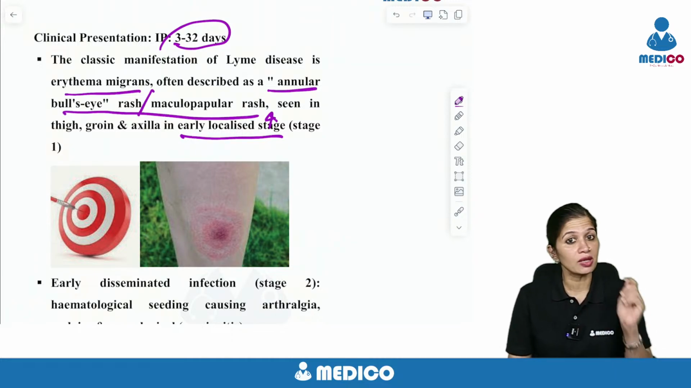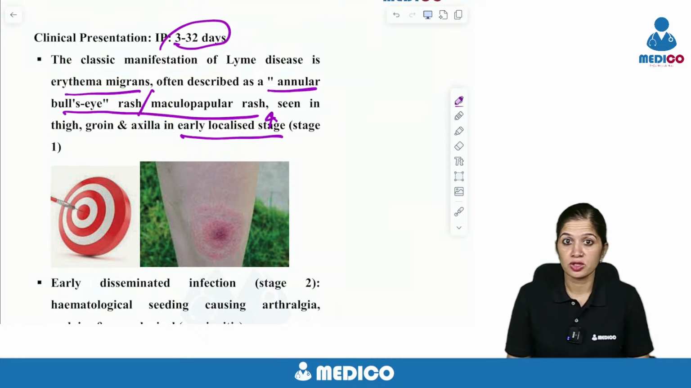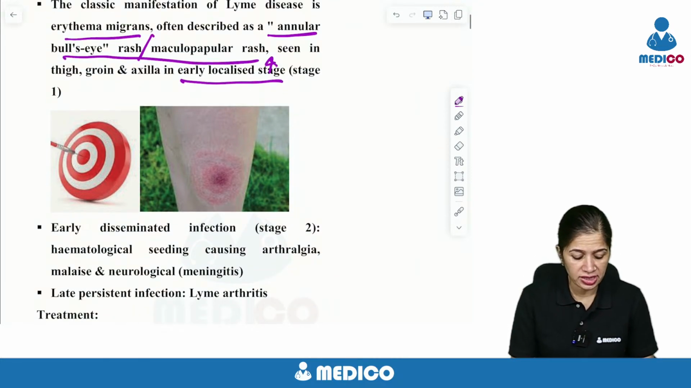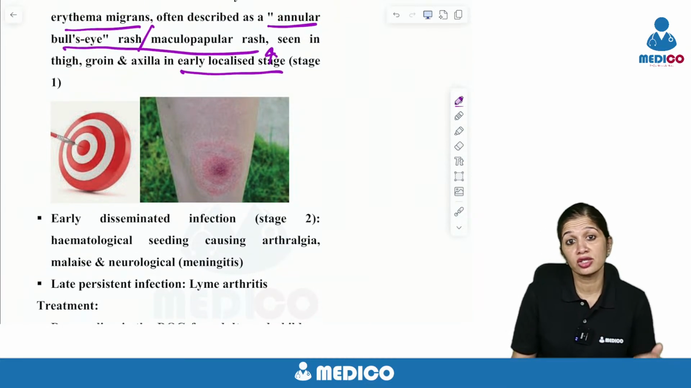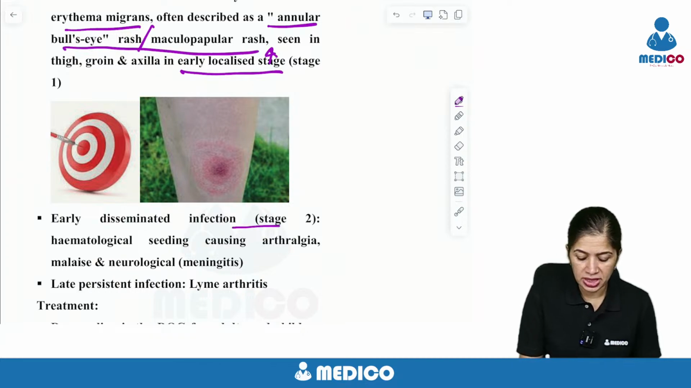So you can see how I have compared it with a bullseye. So bullseye is basically what you throw the darts on, okay? So very similar to that is the appearance of the rash. Now the next stage is the early disseminated infection, okay? That is the stage 2. So in this what happens is a disseminated.